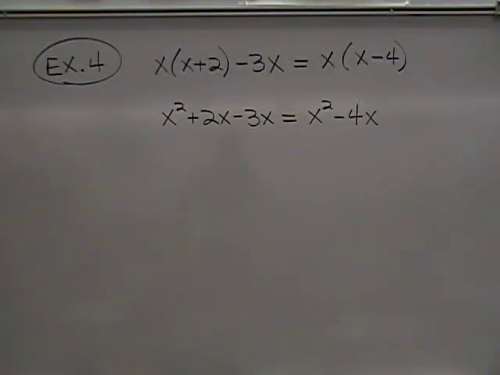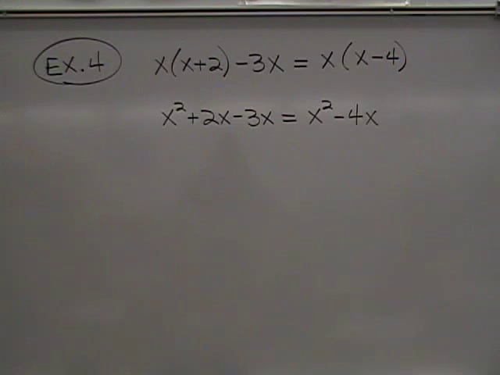As you can see, I distributed the x and multiplied it times the x plus 2 on the left side of the equation. And that gave us x squared plus 2x. Now, the minus 3x was sitting outside the parentheses, so we did not multiply the x times that negative 3x. It just went along for the ride. Then, on the right side of the equation, you notice that I multiplied the x times the x minus 4 to give us x squared minus 4x.